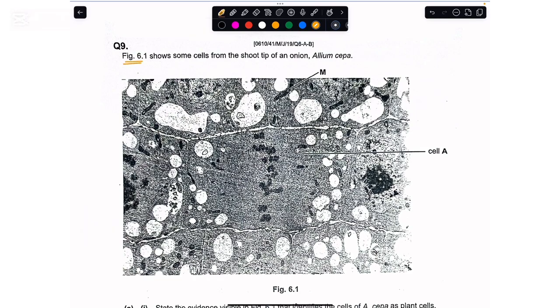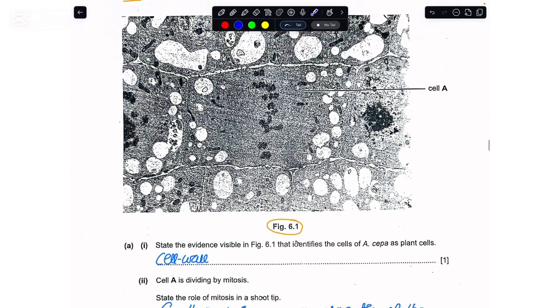Now, moving on to question number 9, the examiner is showing you figure 6.1, and he has shown you some cells. These cells come from the shoot tips of an onion plant, the genus is Allium and the species is cepa. You see that this is a shoot tip. So my expectation is that these cells for sure would have a cell wall, confirming that this is a section from the shoot tip.